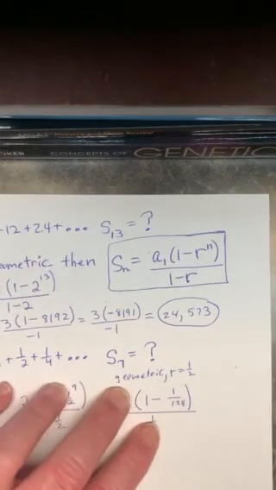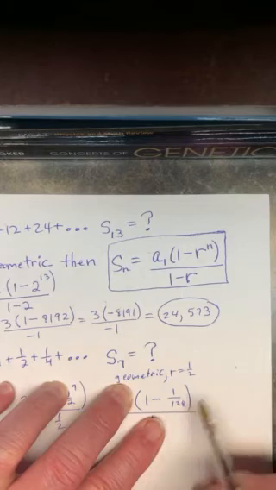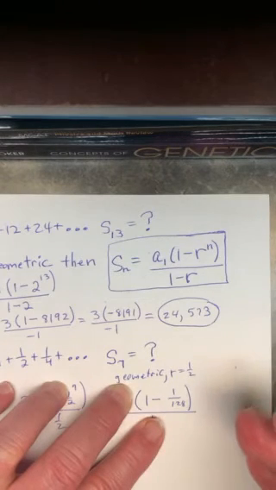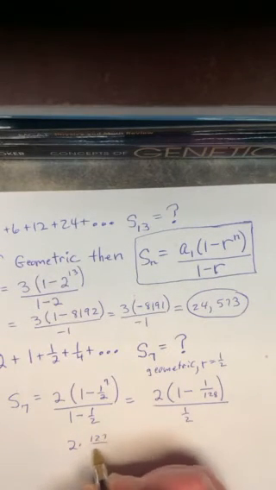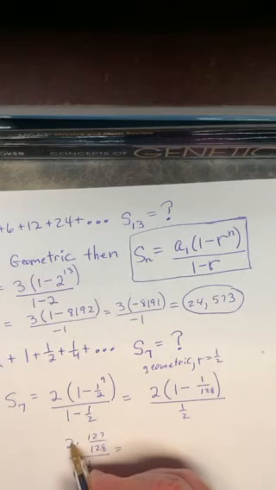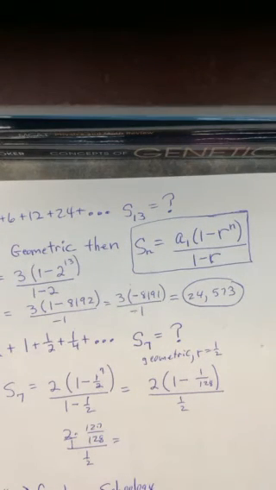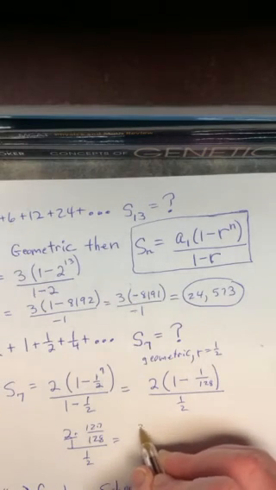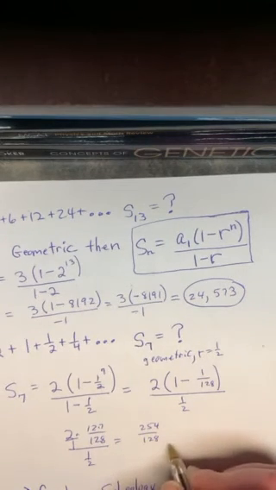Now guys, do what's in parentheses first. You don't need a calculator. If I have 1 and I subtract 1/128, what do I get? Well, of course, that's what? 127/128. So I've got 2 times 127 over 128 divided by 1/2. Now, obviously, when I take 2, which is understood to be over 1, and times it by 127/128, I'm pushing 2 times 127. I get 254 over 128, divided by 1/2.